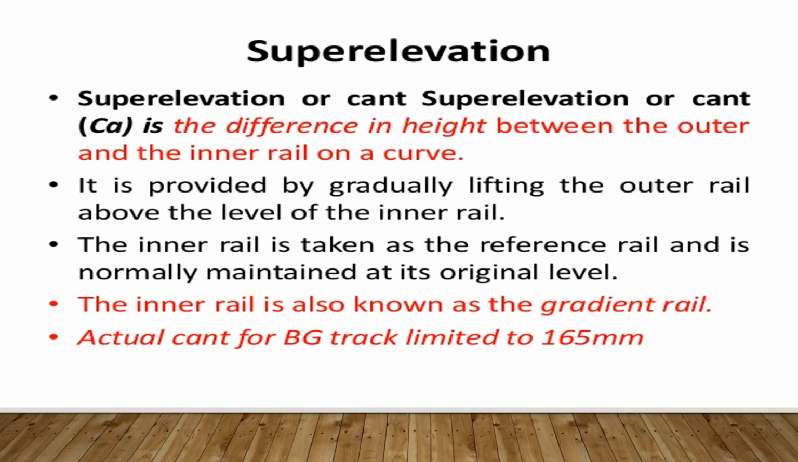So, super elevation, or cant, is the difference in height between the outer and inner rail. It is provided by gradually lifting the outer rail. The inner rail is taken as the reference rail. The inner rail is also known as the gradient rail. In broad gauge, the limit of cant is 165 mm.